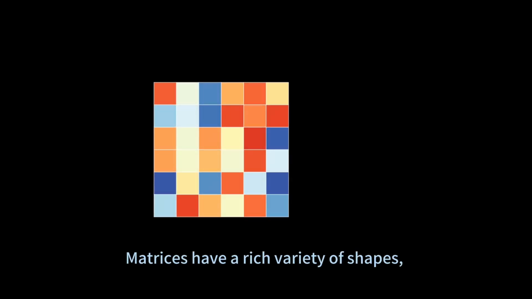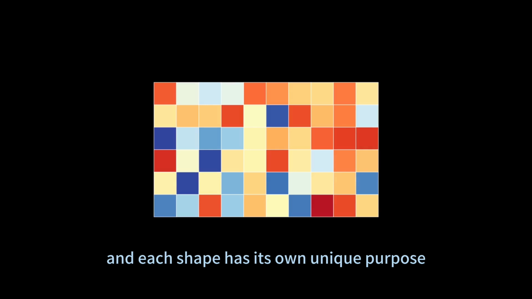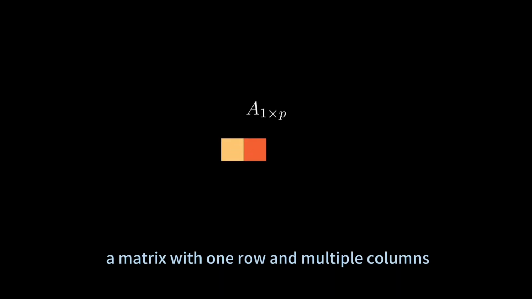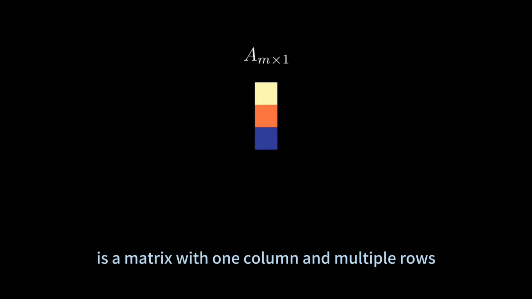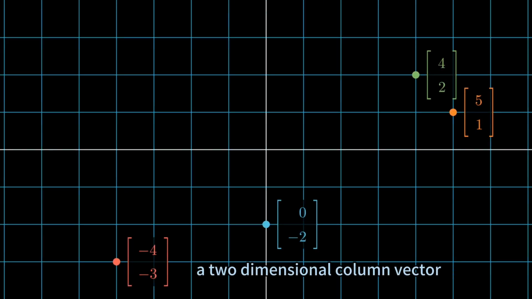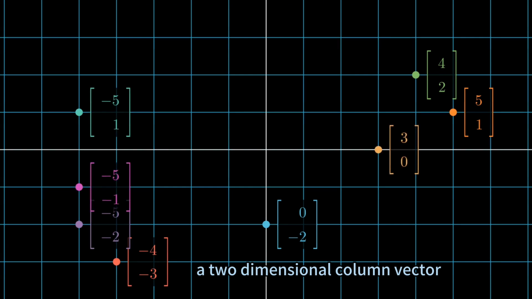Matrices have a rich variety of shapes, and each shape has its own unique purpose. As we mentioned before, a row vector can be seen as a matrix with one row and multiple columns, while a column vector is a matrix with one column and multiple rows. Any point on a plane can be written as a two-dimensional column vector.